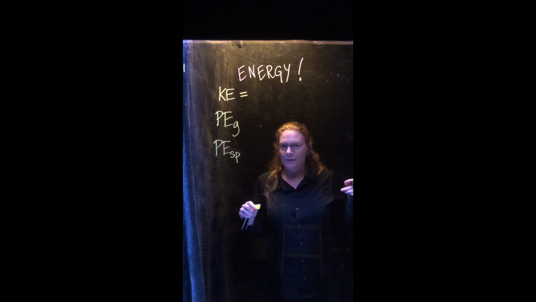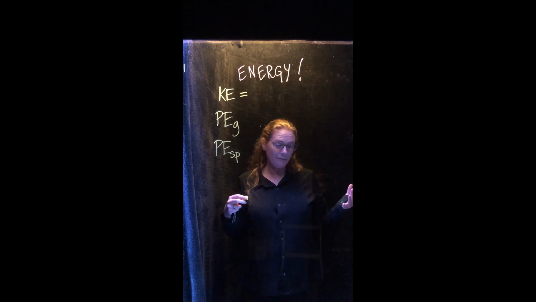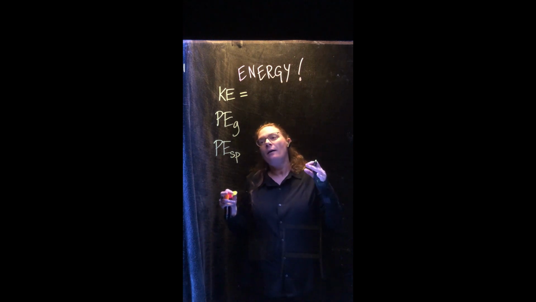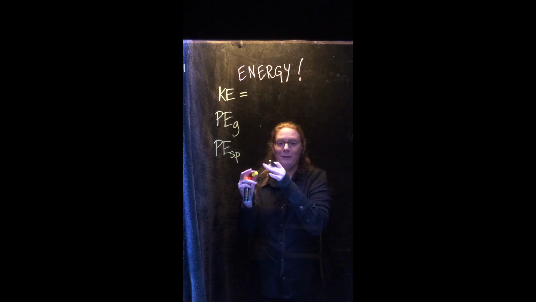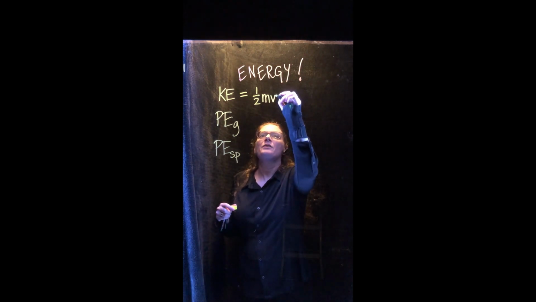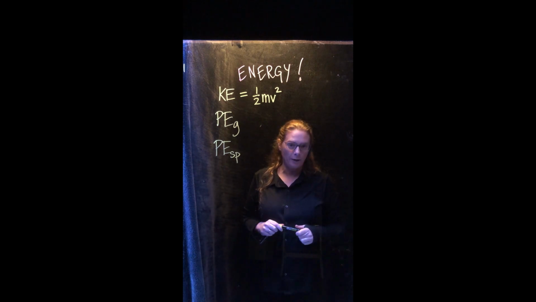And there's one more factor, and that is mass. So a more massive object moving at 60 miles an hour is going to have more energy than my little Smart car moving at 60 miles an hour. So the equation for kinetic energy is 1/2 times the mass times the velocity squared.